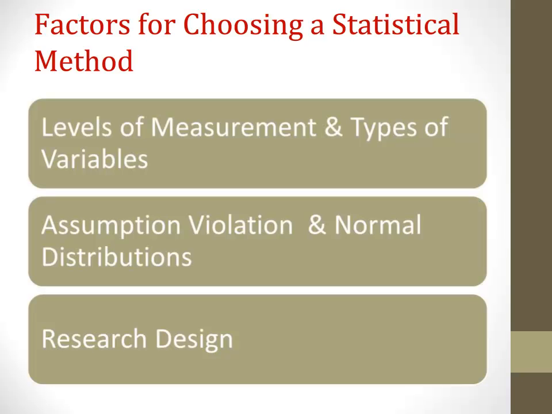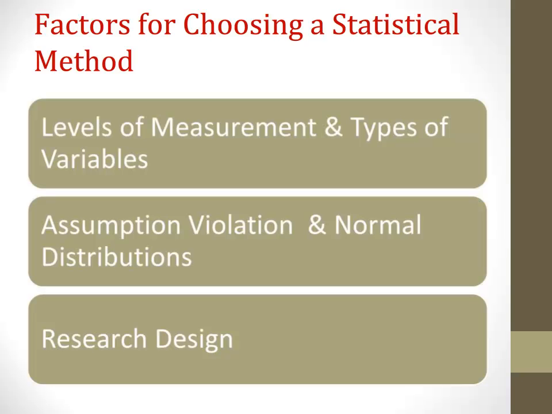Now, if you remember back to the introduction tutorial, we talked about 3 factors for choosing a statistical method. We first talked about variables, and how you need to identify the type of variable and the level of measurement, because this helps you determine whether you're going to do a parametric or non-parametric analysis. Remember, if you have a dependent variable or variable of interest at the interval or ratio level, you choose a parametric analysis. If it's at the nominal level or ordinal level, you choose a non-parametric analysis.